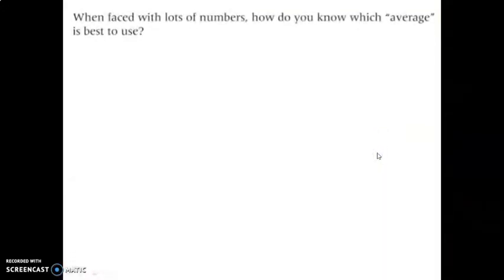Okay, here is the question that we want to answer when we talk about measures of central tendency. When we are faced with lots of numbers, how do you know which "average" is best to use? Because when we hear the word average, we often think mean. However, here we're referring to average in a general sense. Let's say you have a bunch of data and you want to say, what's the kind of average of that data? There are different ways to look at that.